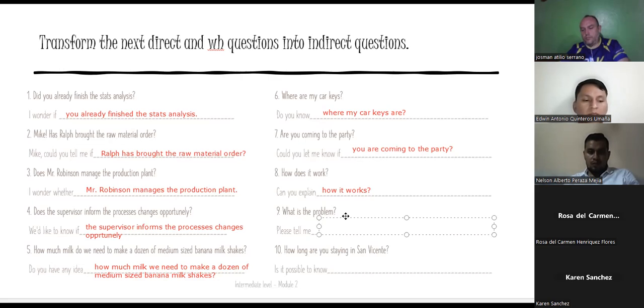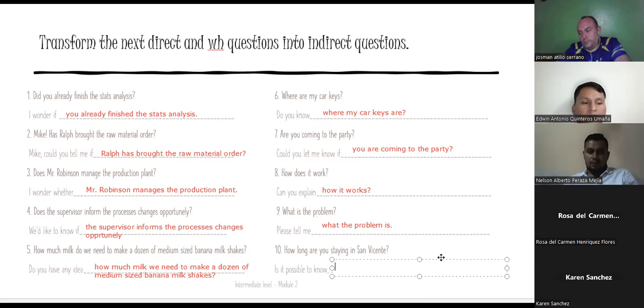Please tell me what the problem is. Is correct that? I'm not sure. What the problem is, or yes, it is. Okay, thank you, Wilmer. Is it possible to know how long you are staying in San Vicente? You are staying. You think you are right, Lauren.